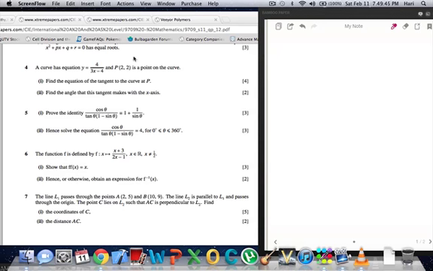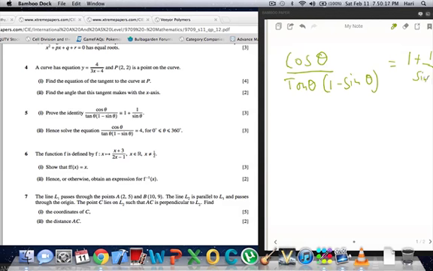This is question 5 of June 2011, Pure Mathematics, paper 1, variant 2. Question 5 says, prove the identity: cos theta divided by tan theta into 1 minus sine theta is equal to 1 plus 1 by sine theta.